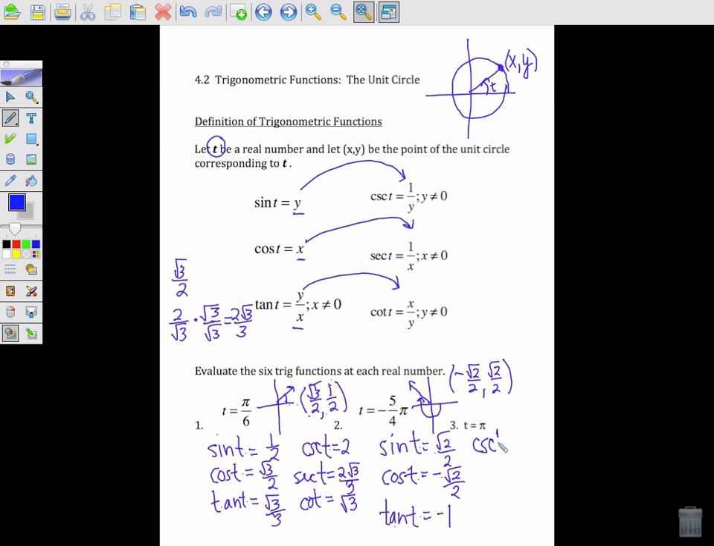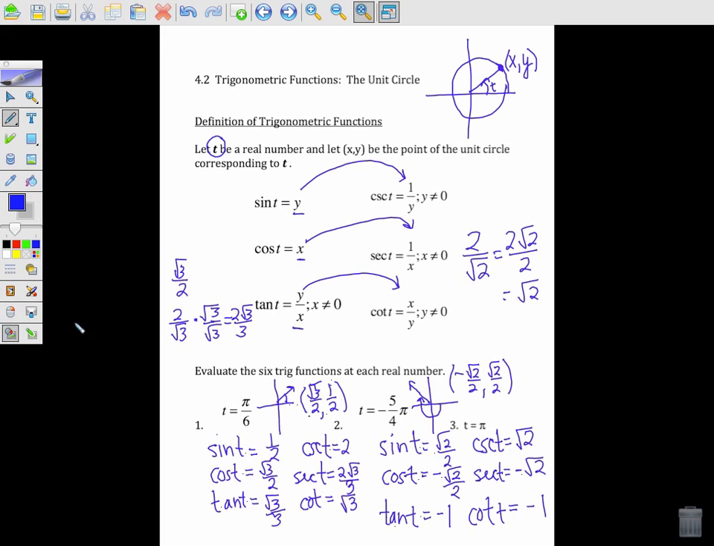Cosecant of t, if you do the reciprocal, it'd be 2 over the root 2. You'd have to rationalize that, which gives you 2 square roots of 2 over 2. Simplifies down to just the root 2. So we're looking at the root 2 here for cosecant. Secant would also be the root 2, but since x is negative, it's negative root 2. And cotangent would also still be negative 1.